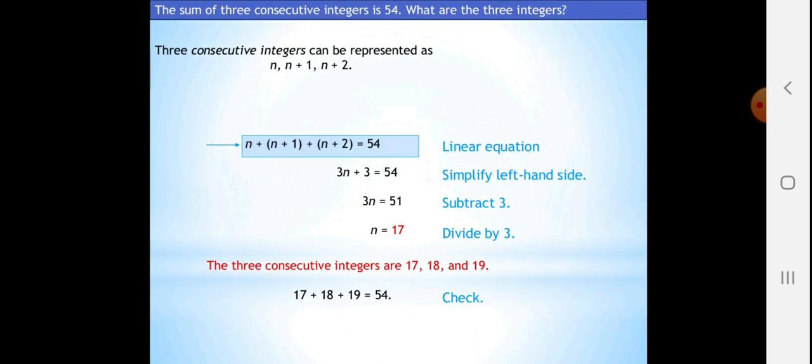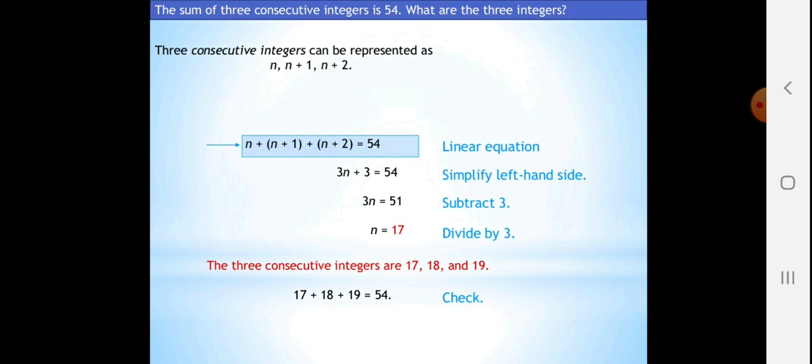Now, this is an important problem sum. The sum of 3 consecutive integers is 54. What are the 3 integers? Now, consecutive means one after another. Let's assume the integers n, n plus 1 and n plus 2. All of them summed together become 54.